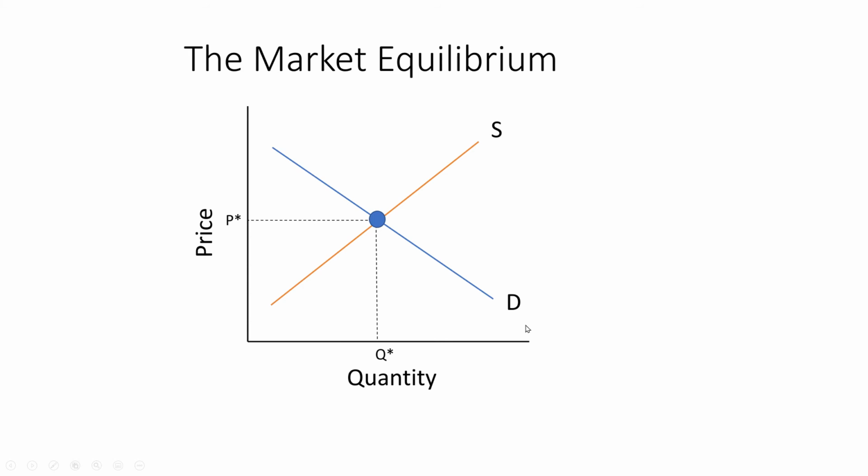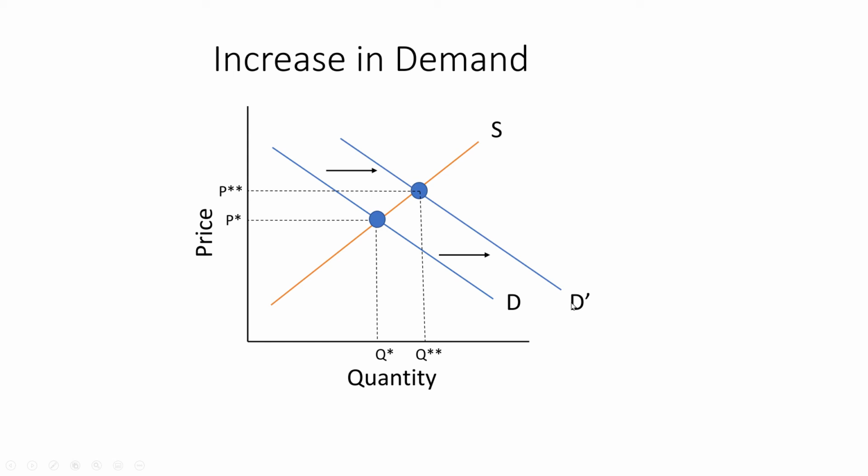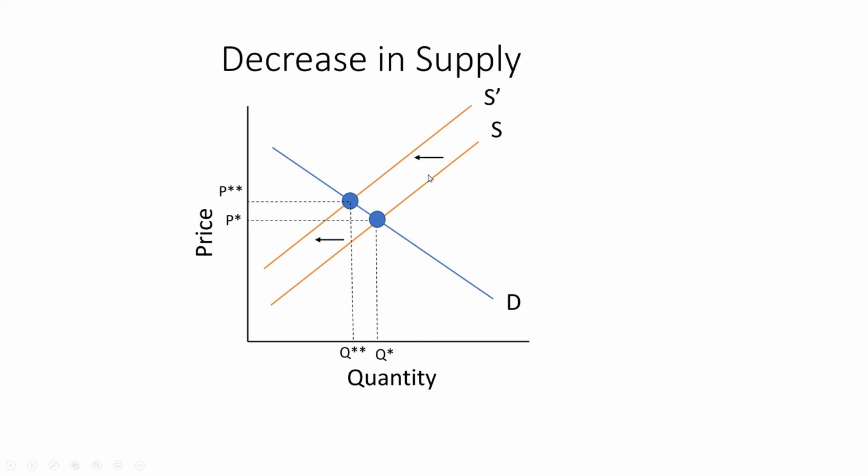The market equilibrium occurs where supply and demand intersect. As you can see here, this is at P star and Q star, and this is where society will produce and consume. The equilibrium is affected by changes in supply and demand. As you can see here, if demand increases, we move from this point to this point, and this point has a higher price and a higher quantity than we had before. Conversely, if we have a decrease in supply, then we go from this point to this point, where we have a lower quantity and a higher price.